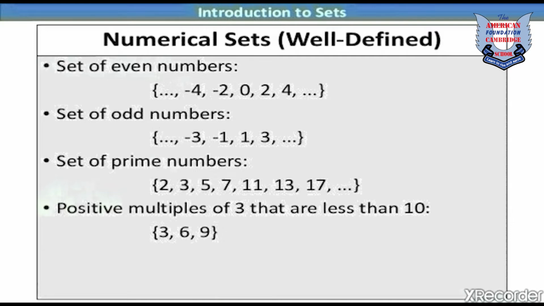Some more examples: set of even numbers, set of odd numbers, set of prime numbers and positive multiples of 3 that are less than 10. These are the numerical sets and they are clearly very well defined.